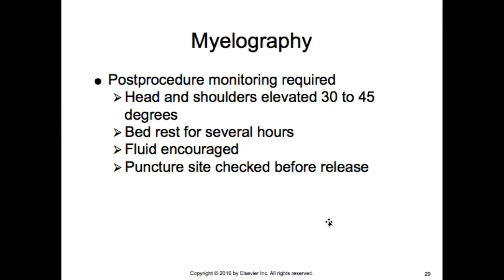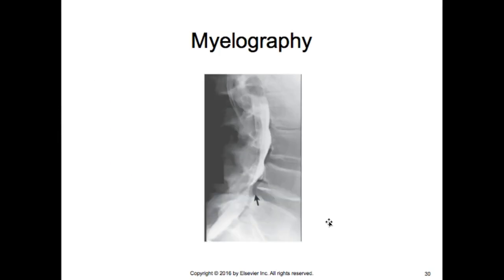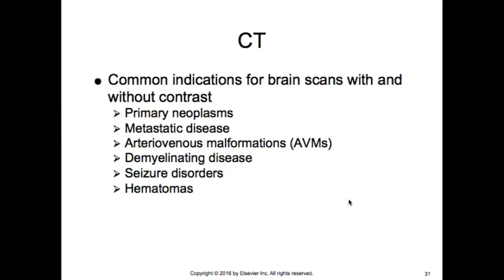We watch the patient and we keep them in a 30 to 45 degree angle in bed, and we keep them there for several hours. And we check to make sure that there is no leaking at the puncture site. If they have a spinal leak, they will get a headache, very, very bad headache. So looking here, you can see there's some stenosis. This is a lumbar myelogram, and we've got some stenosis there. You can see how narrow it is for the nerves.